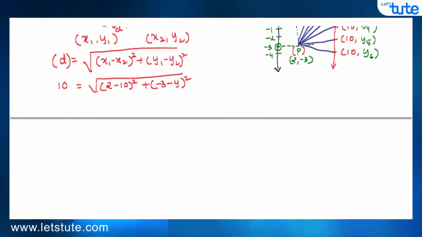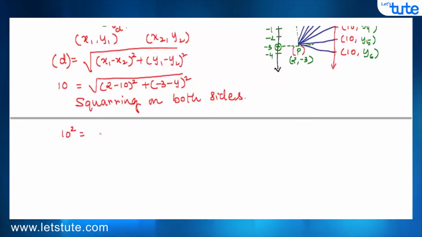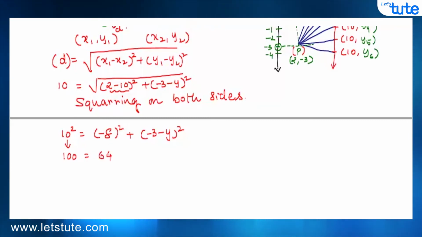So for getting rid of the square root, we'll square on both sides. Squaring on both sides, what will we get? We'll get 10 squared equals, we'll get rid of the square root, 2 minus 10. What is 2 minus 10? Negative 8. So this is negative 8 squared minus 3 minus y squared. Fine. So we will get 100 for 10 squared and 64 for minus 8 squared.